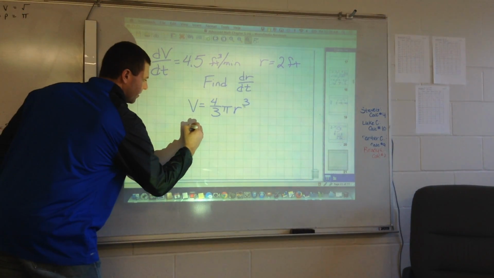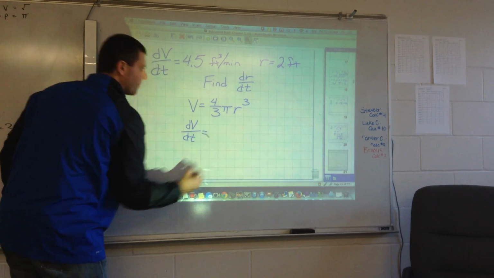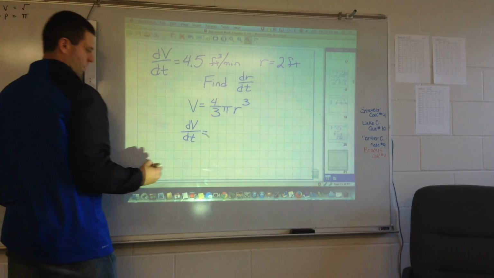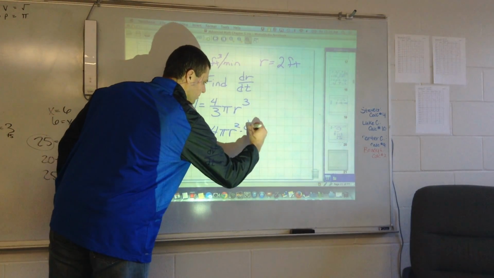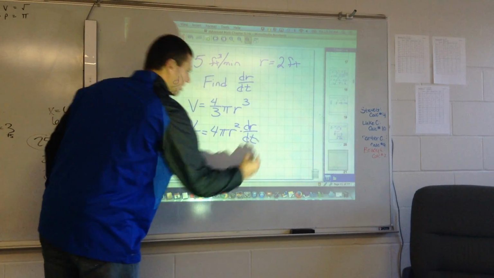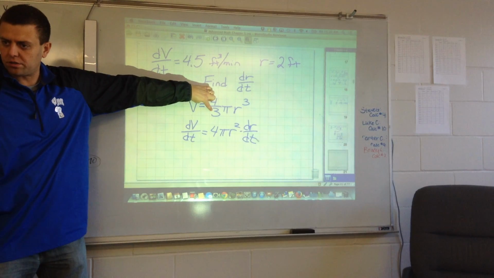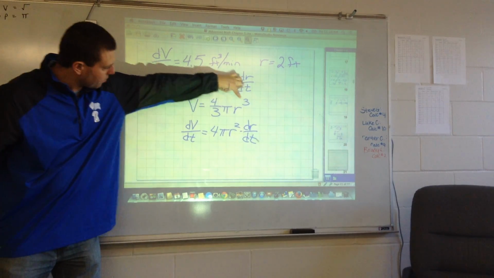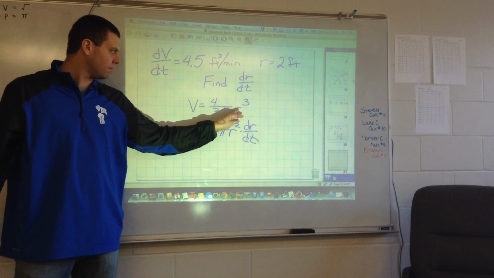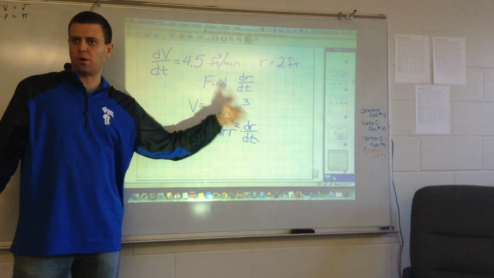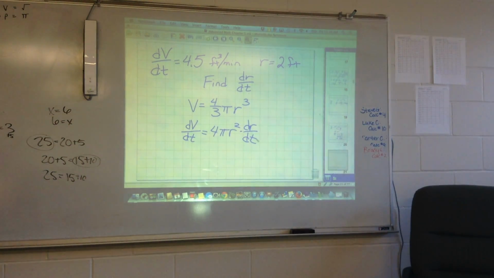What do we get? dV/dt equals 4 pi r squared dr/dt. Good. 4 pi r squared times dr/dt. You take 3 times 4/3, because that's your power rule. 3 times 4/3 gives you the number 4. And then it's pi times the radius, one less power, so it's squared. 4 pi r squared.